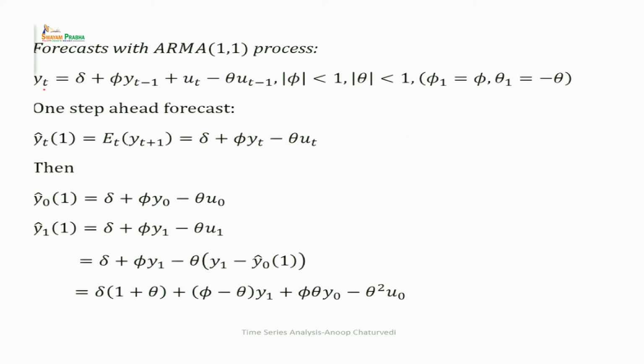So, this is the process y_t equal to delta plus phi y_{t-1} plus u_t minus theta u_{t-1}, and since the process is both stationary and invertible, mod of phi is less than 1 and mod of theta is also less than 1.